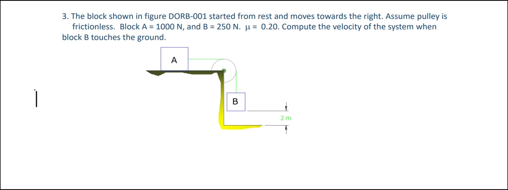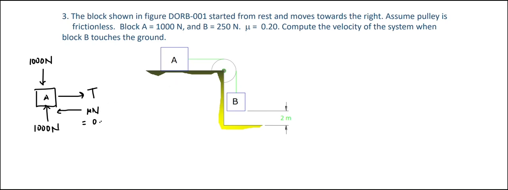So considering block A, it has a weight going downwards that has a value of 1000 newtons. And due to the interaction between the block and the surface, it will feel a normal force that is equal to the weight of the block to keep the vertical forces in equilibrium. And then it feels a tensile force due to the cable, let's call this force T, and a frictional force due to the surface that has a value of mu times N. We are given mu equal to 0.20, and the normal force of the block is equal to 1000 newtons, so the friction is just equal to 200 newtons.